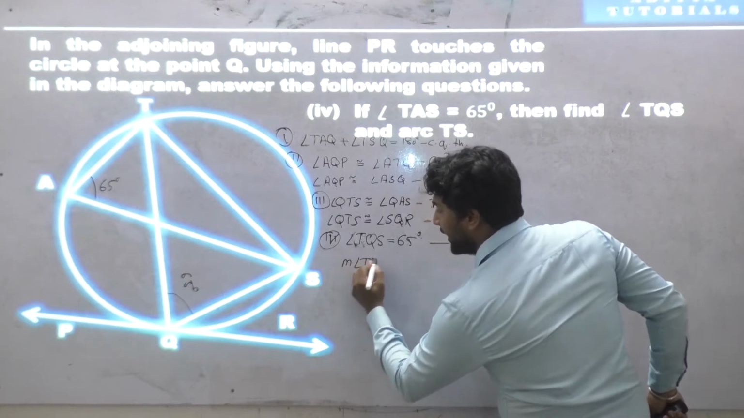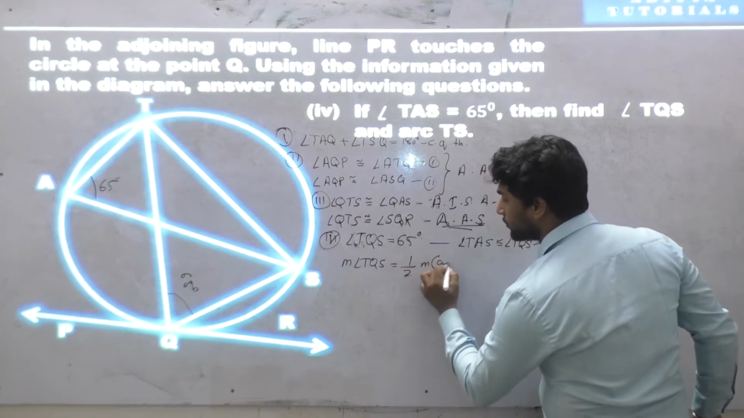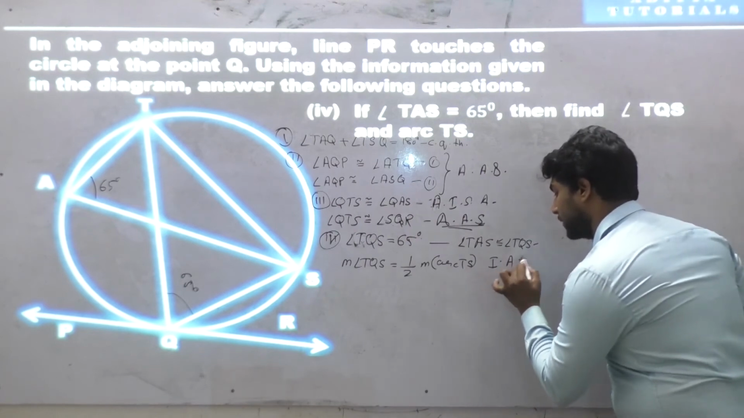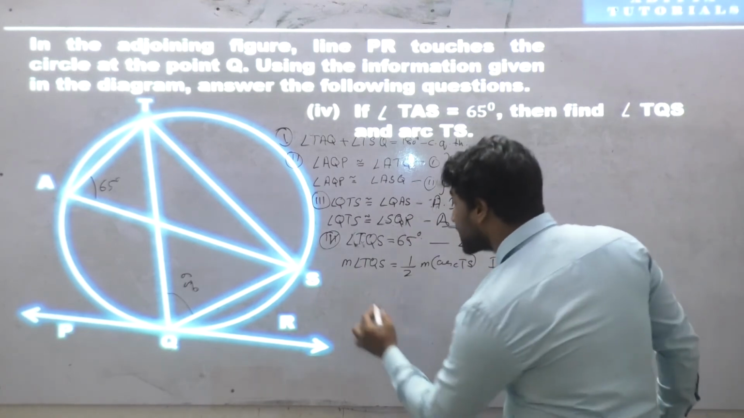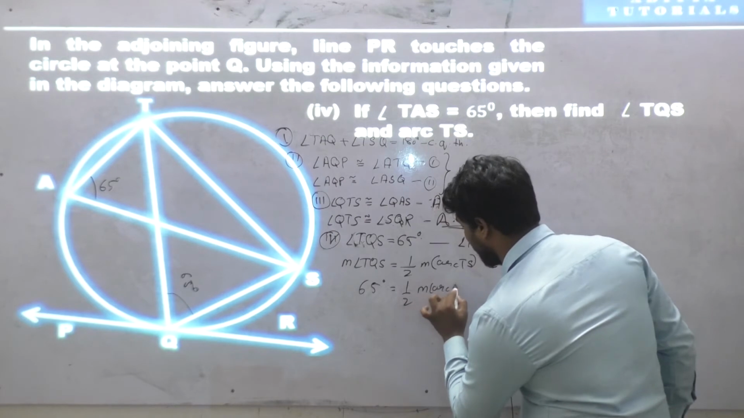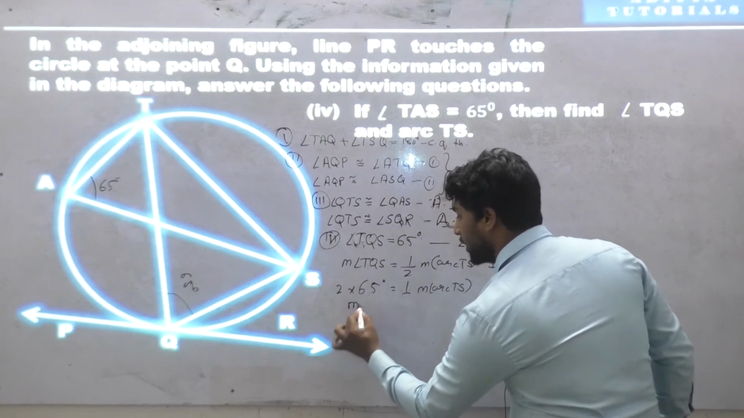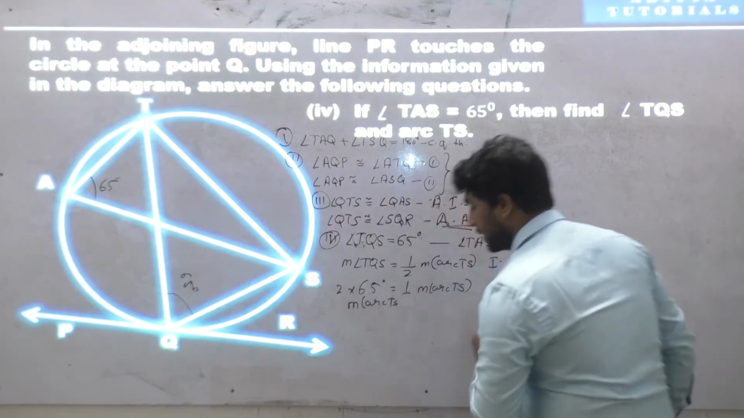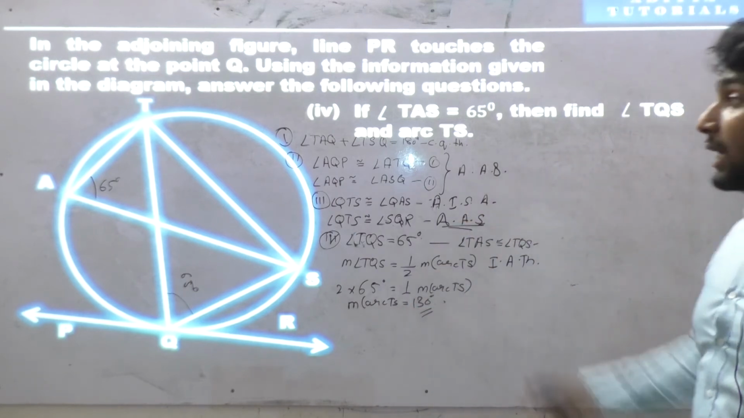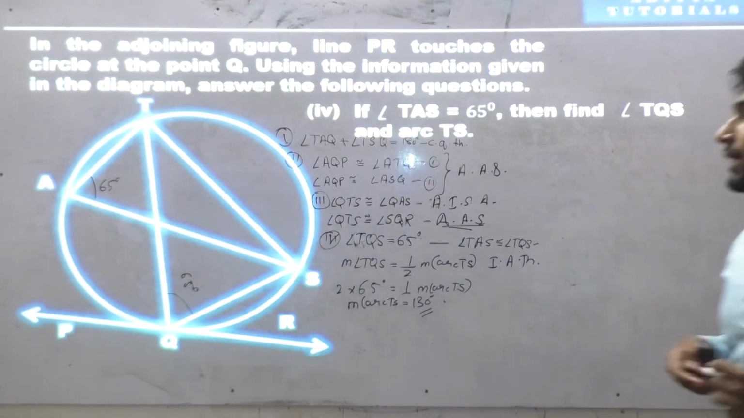Measure angle TQS is equal to half of measure arc TS. That is inscribed angle theorem. समझ में आया आपको? अब measure angle TQS क्या है? 65 degree is equal to half of measure arc TS. तो ये 2 यहाँ डिवीजन में बॉर्डर क्रॉस करेगा मल्टीप्लिकेशन और हमें मिलेगा measure arc TS is equal to 130 degree. तो मुझे मिल गया measure angle TQS is 65 degree and measure arc TS is 130 degree respectively.